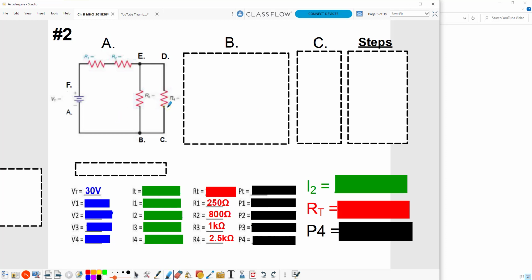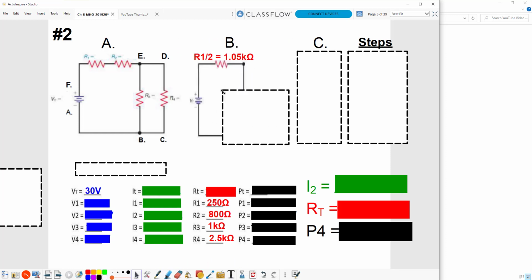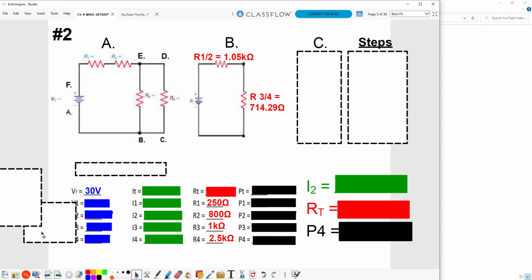So if we look at the circuit here, we can see that these two are in parallel with the voltage source, and these two are in series with the voltage source. So my first redraw, I'm going to combine R1 and R2, giving me 1.05K ohms. I just simply add them together because those are two resistors in series.